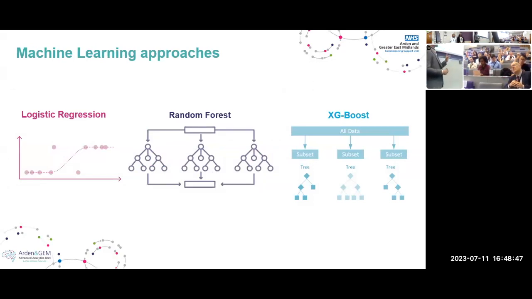Has everyone heard of logistic regression? Yes, okay. So it's just a very simple algorithm. These were the 3 that we used in our study, and logistic regression is a very simple model that leads to the prediction of the likelihoods given a binary outcome.